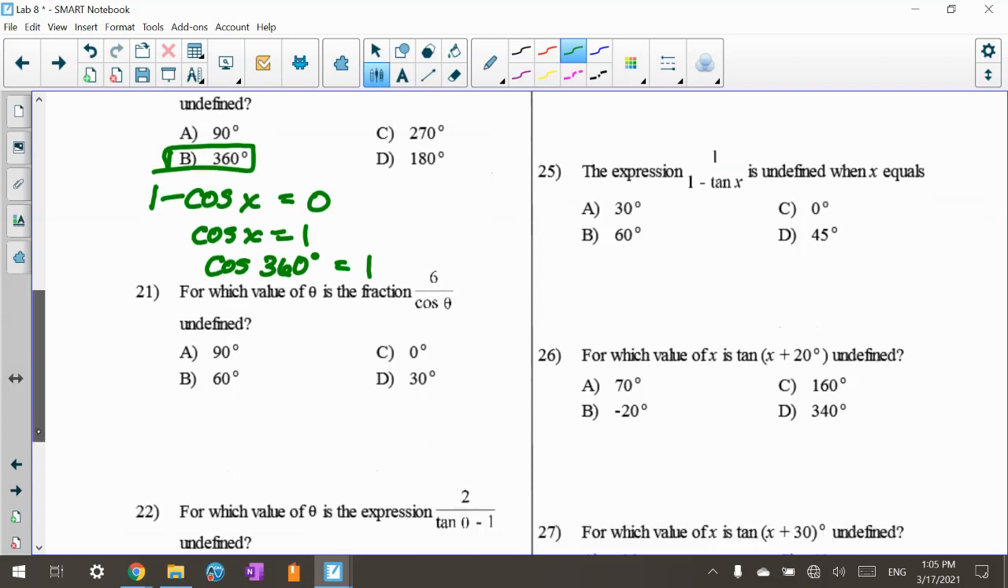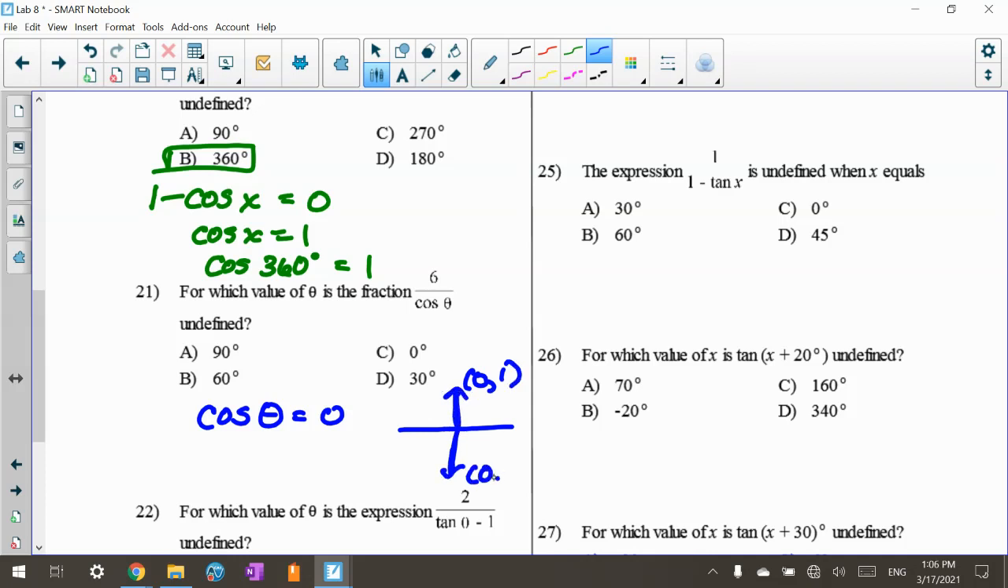Let's look at 21. If I want to know when it's undefined, you take the denominator and put it equal to 0. So basically I'm asking, when is cosine 0? If I look at my quadrantal angles, I know cosine is 0 at 90 degrees, or pi over 2, and at 270 degrees. So I look and say, oh, 90 degrees is there. 270 would work as well.